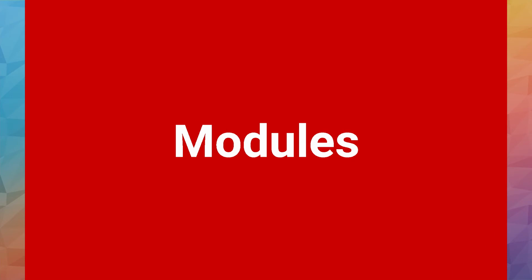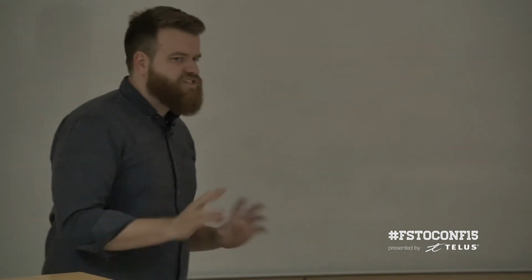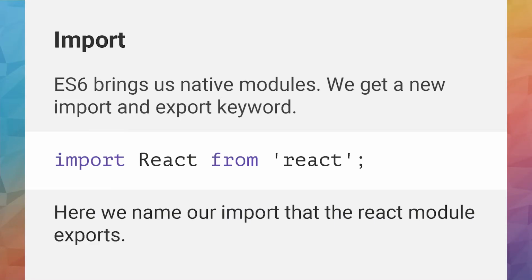Modules. So again, in JavaScript, JavaScript developers are pretty smart. They always come up with new libraries, things to kind of polyfill features that don't exist. So we've had modules before in some sense. We've had like AMD and CommonJS and stuff like that. We've never had a native implementation. In ES6, we get a native implementation of modules.